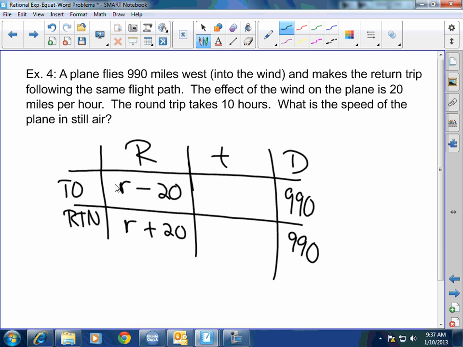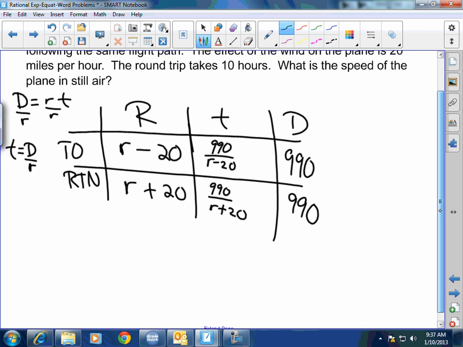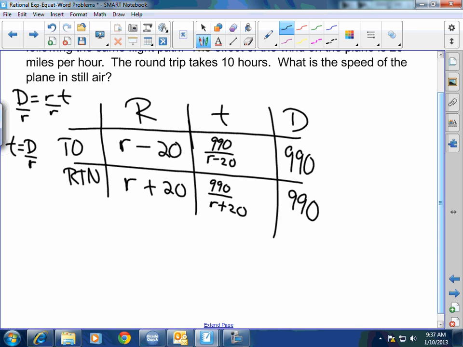Guys, remember that distance equals rate times time, correct? So doesn't time equal distance divided by rate? That's where I messed up. Okay, so my time here is distance divided by rate. So my time here is 990 divided by r minus 20. And my time here is 990 divided by r plus 20. Now, the total round trip took 10 hours. So how would I equate that into this situation here?